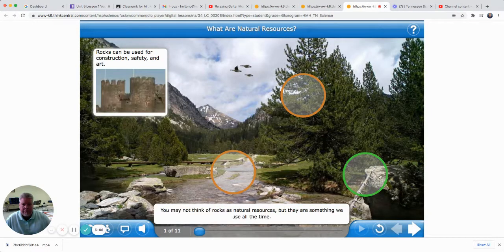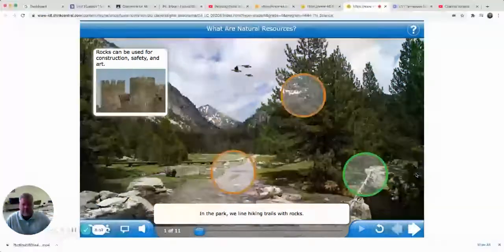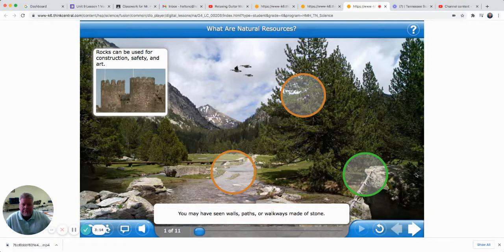You may not think of rocks as natural resources, but they are something we use all the time. In the park, we line hiking trails with rocks. You may have seen walls, paths, or walkways made of stone. People have been building with rocks for many years. Rocks were used in this wall because they were strong enough to keep enemies out.